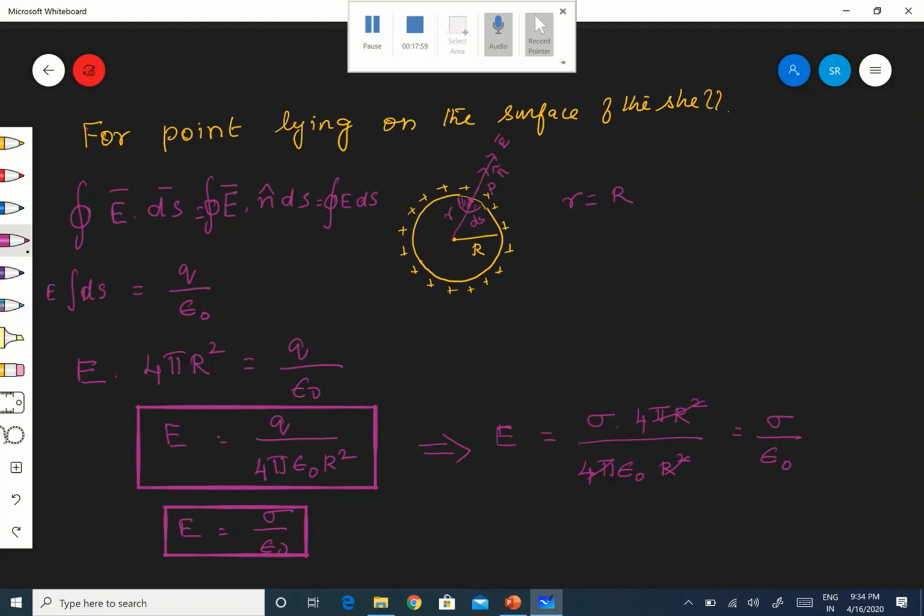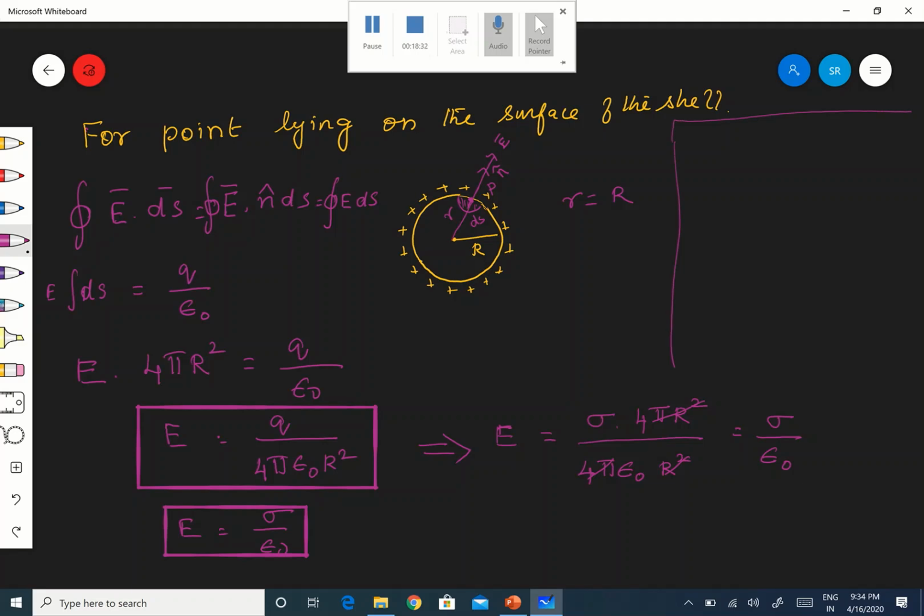Okay, so now the next one. What is the next one? Let's see. The next one is when, let me write here itself, because the version is new, that is why there is a slight difference.